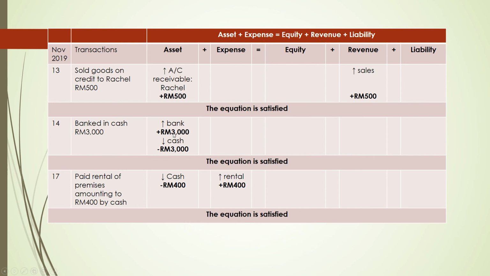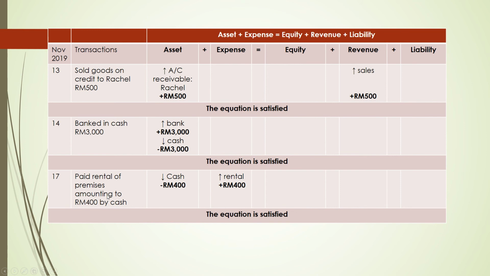So, from the equation, positive 3,000 ringgit and negative 3,000 ringgit. So, it's equal to 0, right? So, 0 in this side and in another side is also 0. Equity, revenue, liability, no effect, right? So, therefore, this is 0 for this side. So, the equation is satisfied.